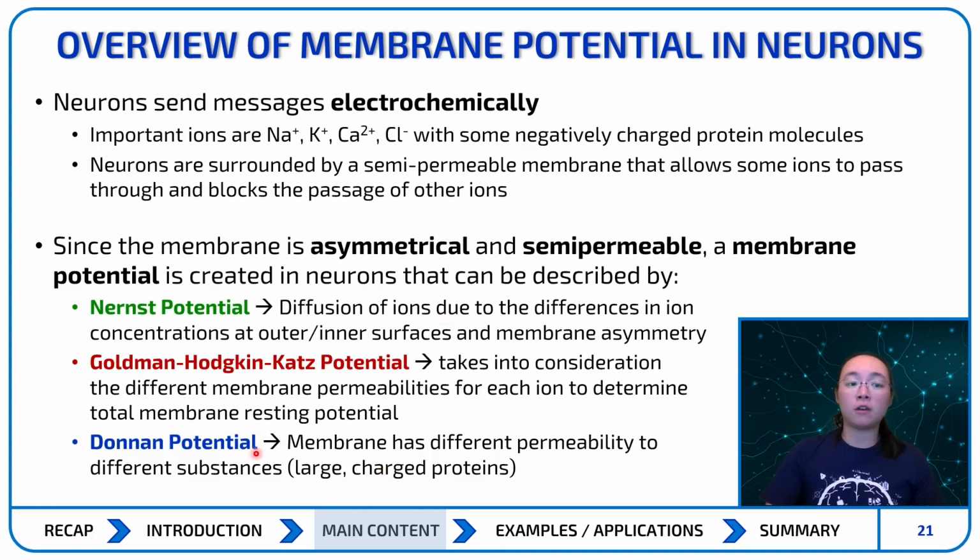You then have the Donnan potential, which we talked about before, that comes from the Donnan equilibrium. Basically, your membrane has different permeabilities to different substances, such as large charged proteins. And those different permeabilities will also be covered in the Goldman-Hodgkin-Katz potential.